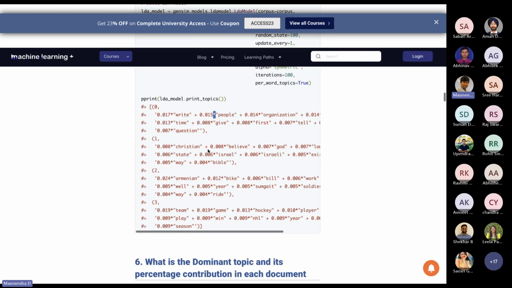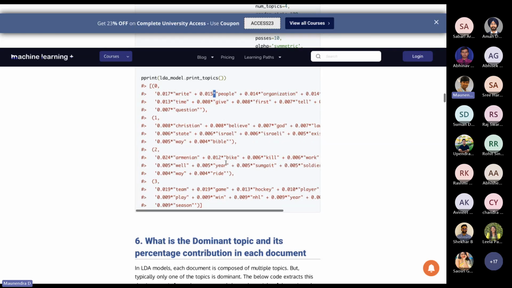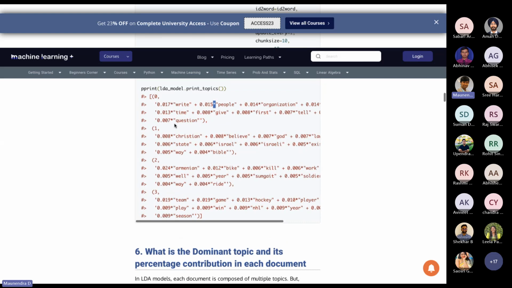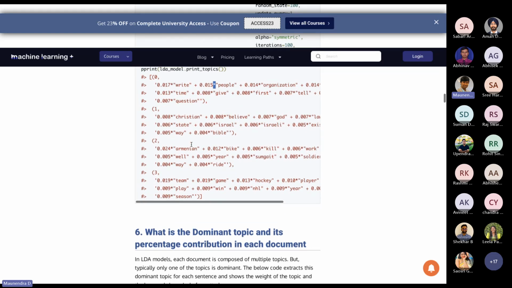And then for topic 1, we have Christian, believe, God, state, Israel, and so on. Topic 2, American, bike, kill, year. Topic 3, team, game, hockey, play, NHL. So this is coming from the word topic vector.